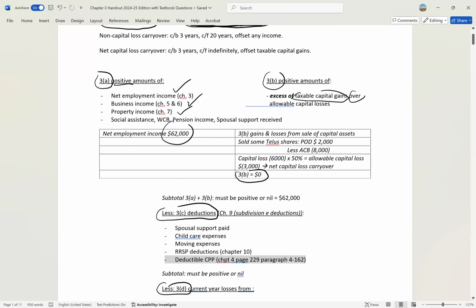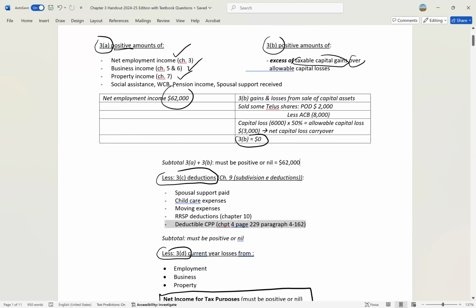And then we move to 3C. And this is where we get into further deductions. If the taxpayer paid any spousal support, they could deduct it here. If they have any eligible childcare expenses, they could deduct it here. If they have any moving expenses, let's say they had to move for a job, they could deduct them here. Now we will learn how to calculate these amounts in chapter 9. So there's also RRSP deductions as well, which we'll learn about in chapter 10.